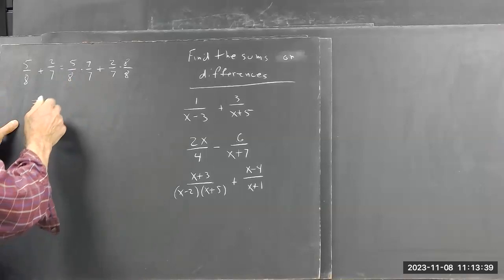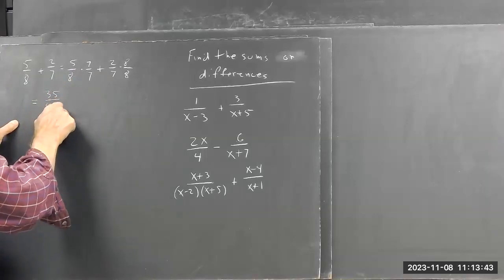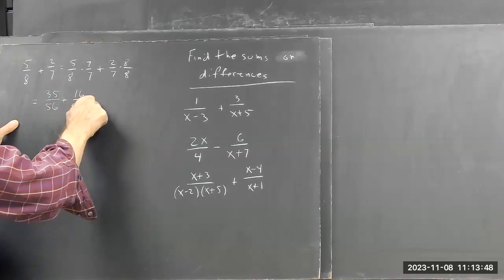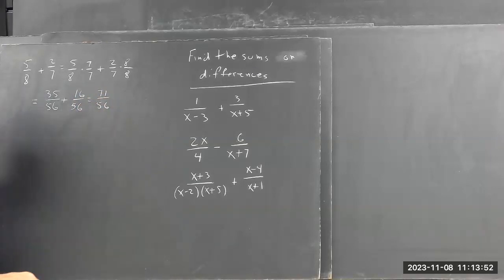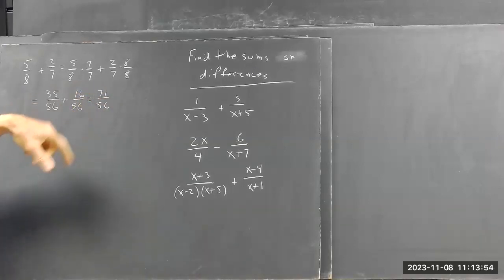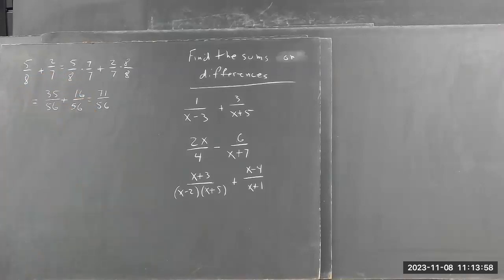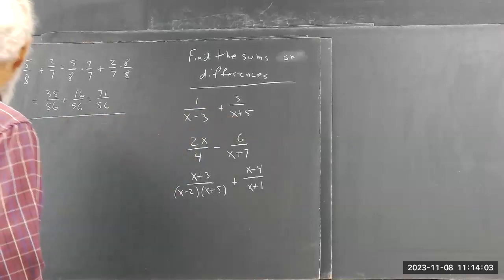Now, before I do that, I'm going to go ahead and do the arithmetic. We get 35 over 56 plus 16 over 56, and that equals 71 over 56. So 71 has no divisors, so this fraction is not going to reduce. Well, that's the process, and we follow a very similar process.